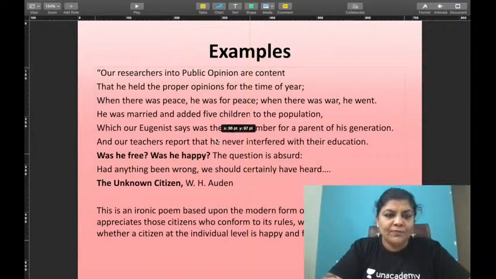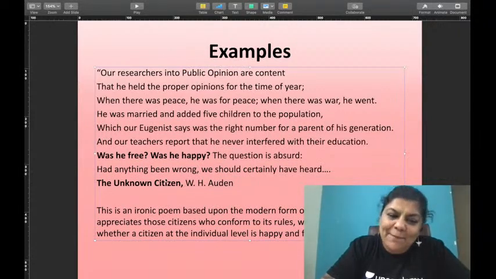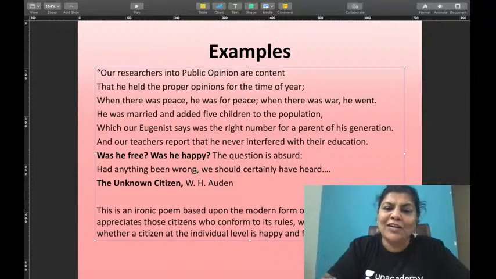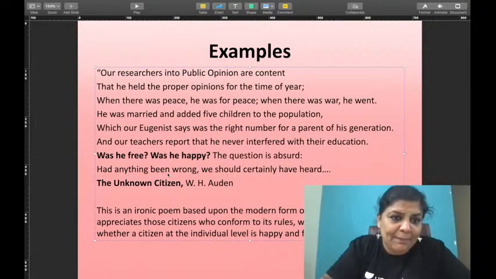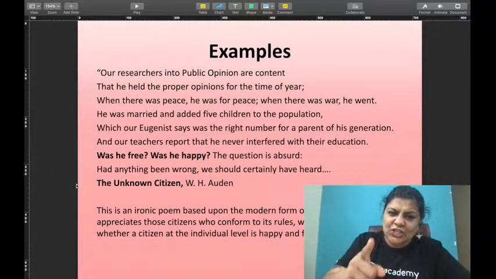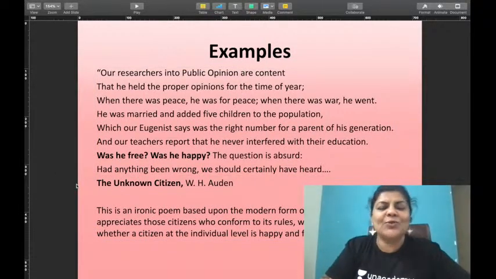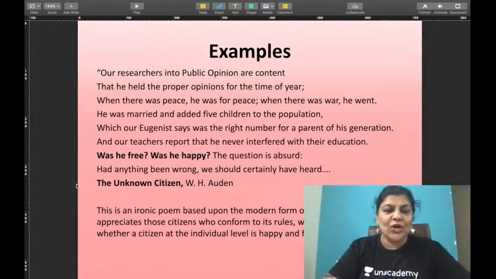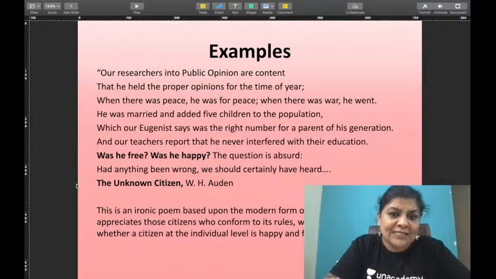Examples, they go. Opposition. Was he free? Was he happy? So, in The Unknown Citizen, Auden is asking, was he free? Was he happy? What does that mean? It means he was not free. He was not happy. Teacher will ask you, are you studying? That means you are not studying. So, antiphrasis creates what? Irony. Antiphrasis creates irony.